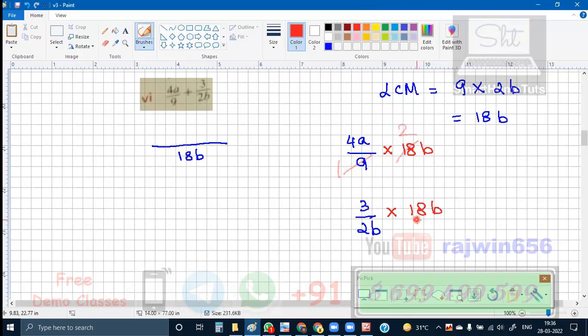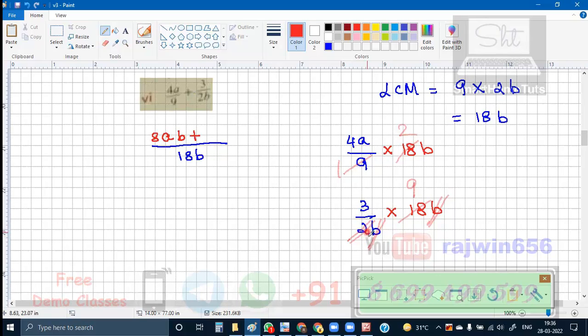From this expression, you can see here b will get cut. And 2 also you can cut with 18. 2 9s are 18, so here 2 will get cut. Whatever numbers are remaining, you are going to multiply. 4a is remaining here and 2 is remaining. 4 multiplied by 2 is 8, so this is going to become 8a, and b is remaining here. So 8ab, then plus sign is there.